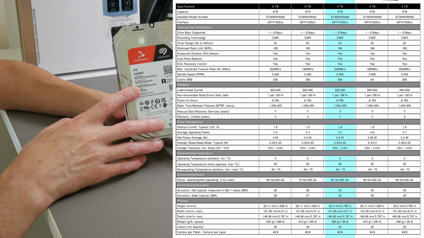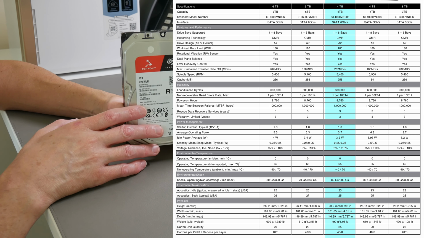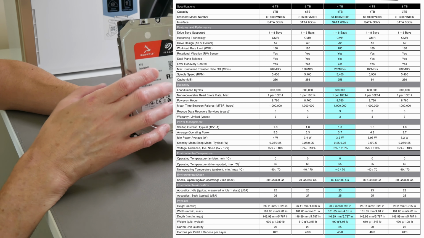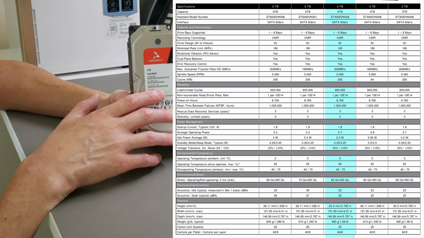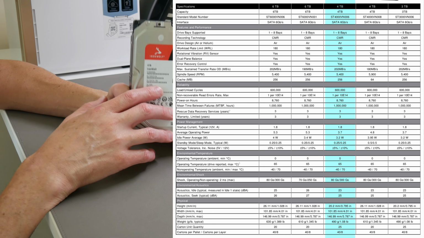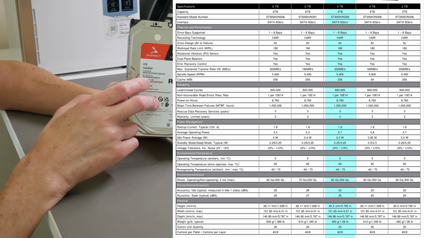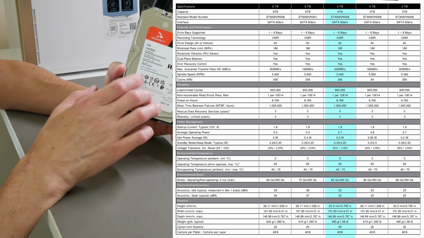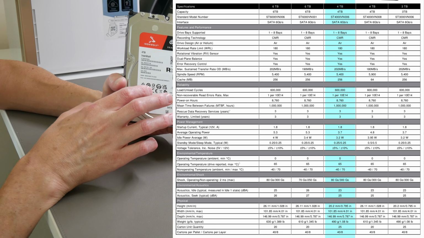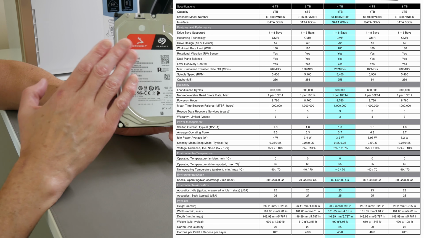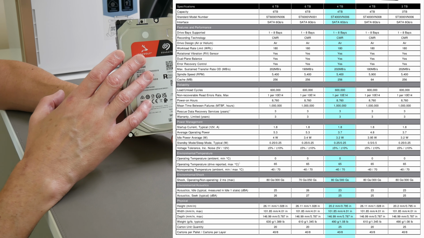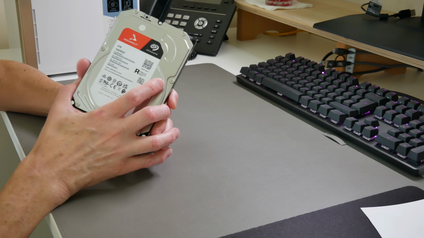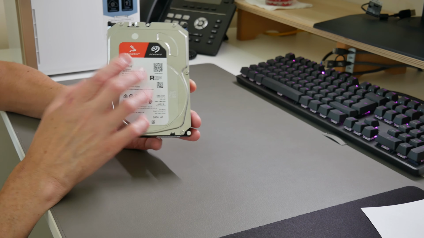Maximum sustained transfer rate is 202 megabytes per second. The spindle speed on these, by the way, is 5,400 revolutions per minute. And the cache on these is 256 megabytes. The mean time between failures is 1 million hours. And as I said, they include 3 years of Rescue Data Recovery Service, and also the warranty on these is 3 years. So that's basically these Seagate IronWolf drives.